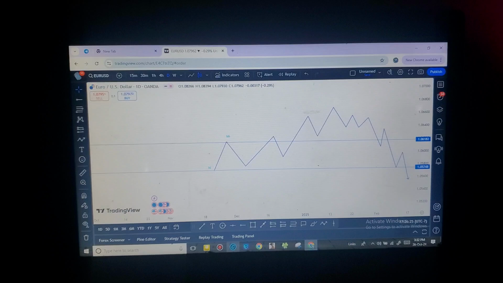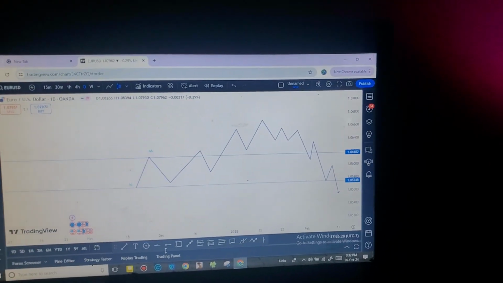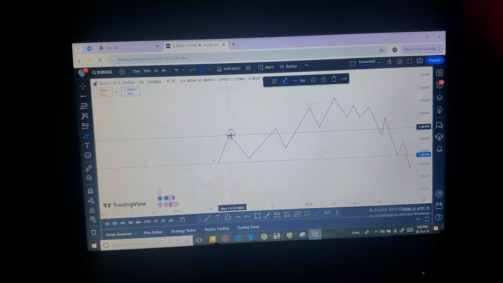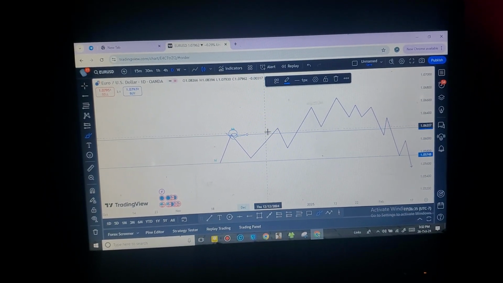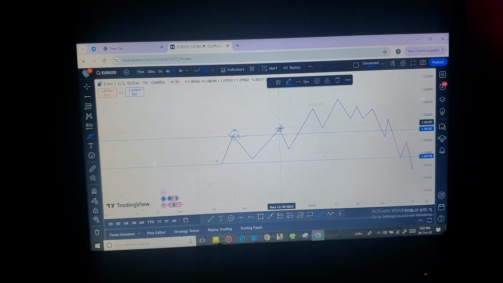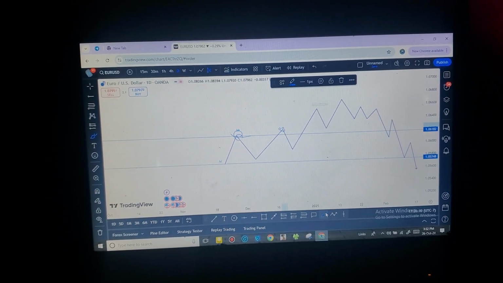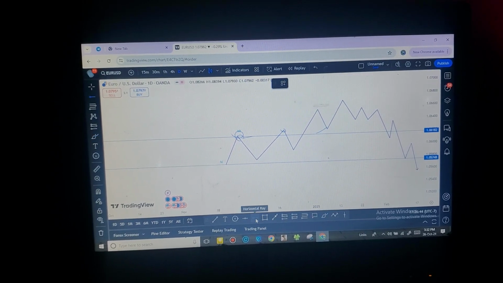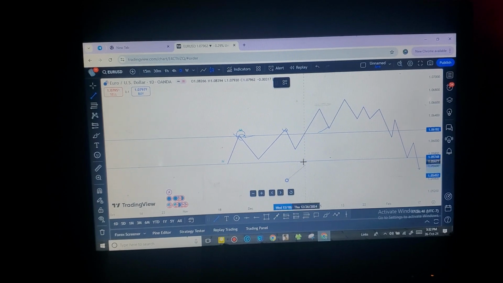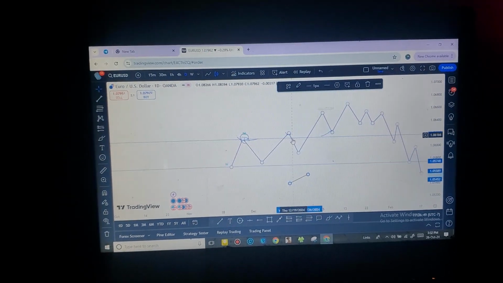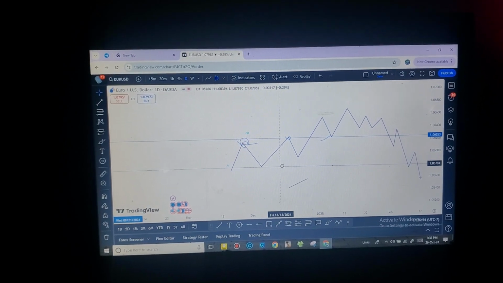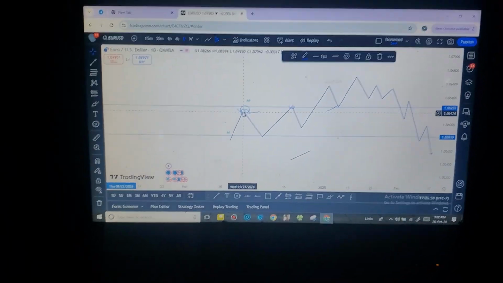As you see in my chart, we broke up here, so we already broke it. So this will become a new higher high up here, and this will become a new lower high. This one here does not count anymore.